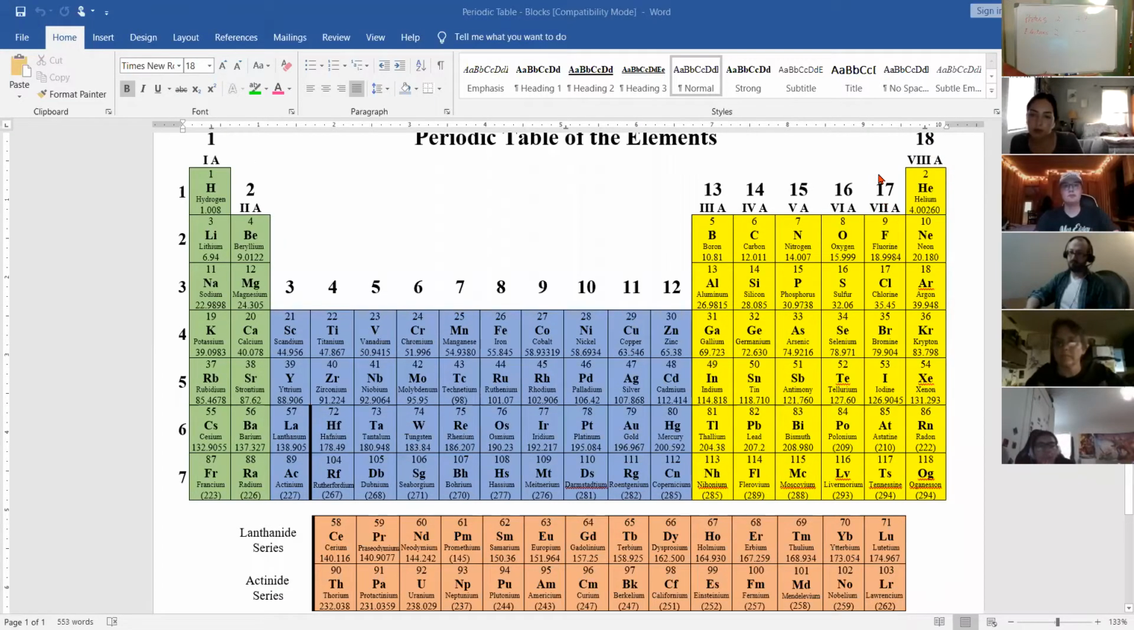8. So you would think it has 8 valence electrons, right? But how can it have 8 valence electrons? It's only got 2 electrons total. How can 8 of them be valence?